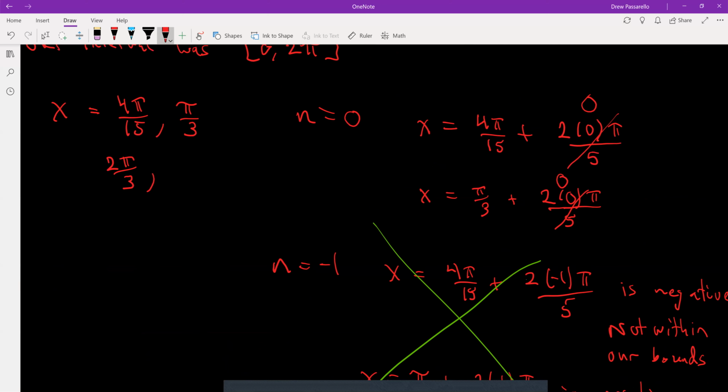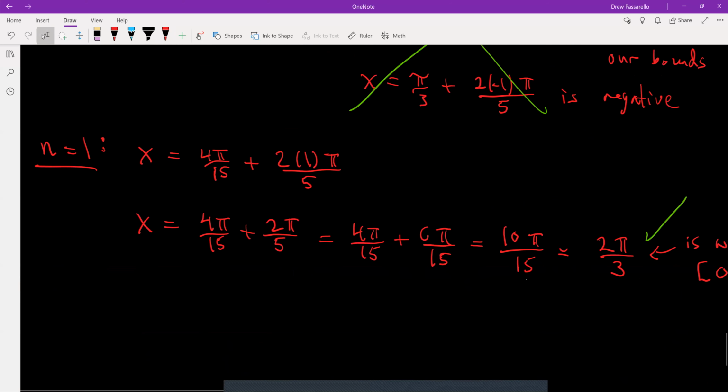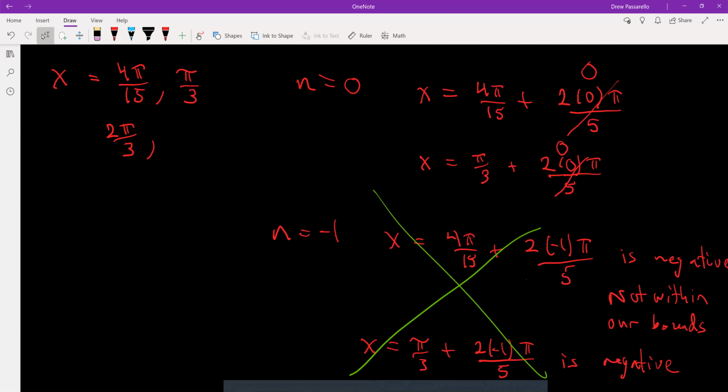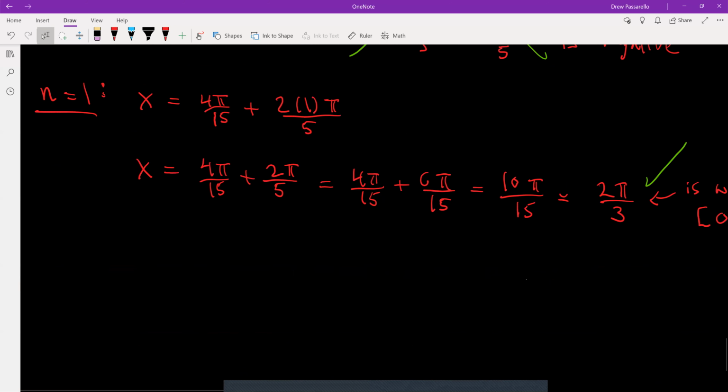Now I need to check for the other one. So that was doing 4 pi over 15. Now the other one was pi over 3. So I need to check for that one, see what that gives.